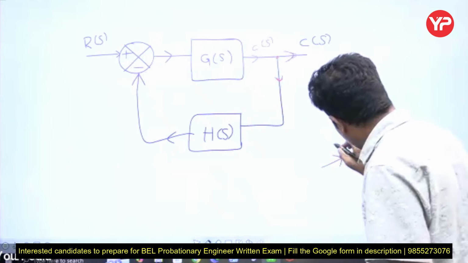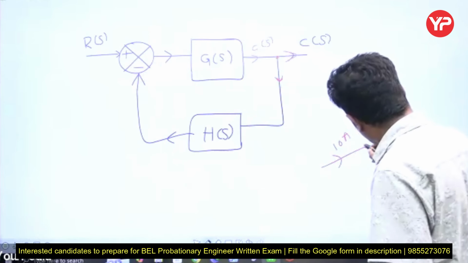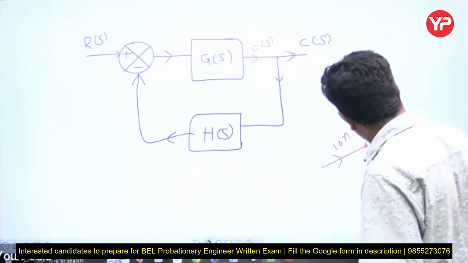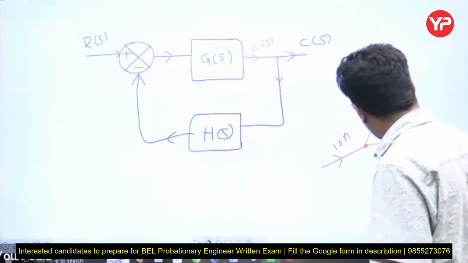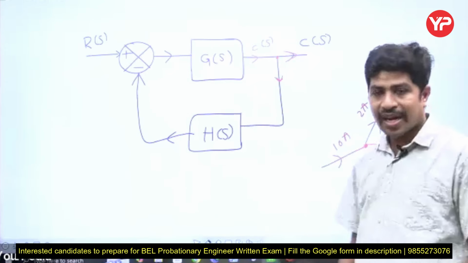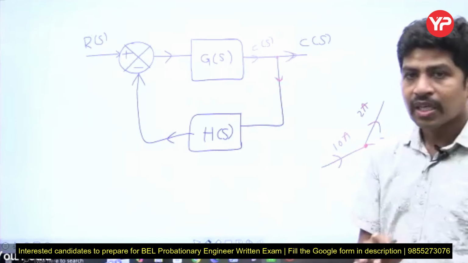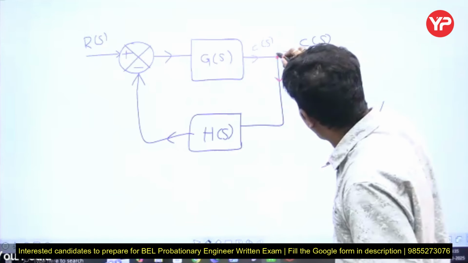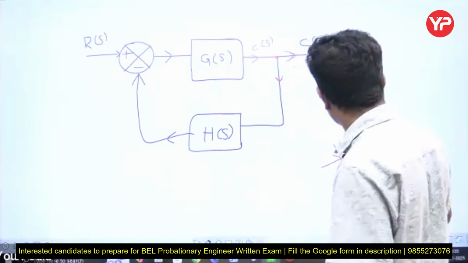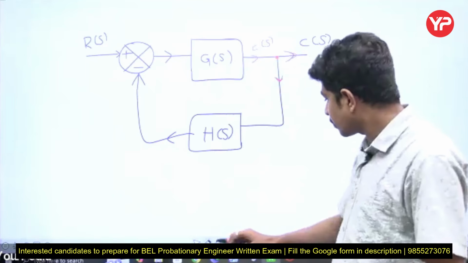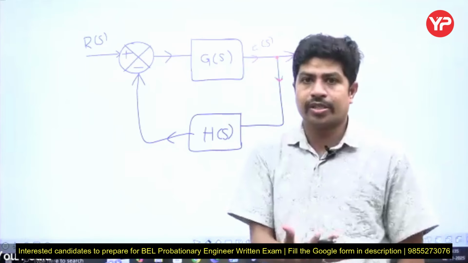In network analysis, suppose 10 amperes is coming, there is a junction or node, some 2 amperes is going this way, then the remaining 8 amperes will go. That is network current. At a junction, current will divide. This is no more current, that is a signal. Here I am taking the feedback. This is called the takeoff point. Takeoff means from there I am taking it, means I am measuring it.